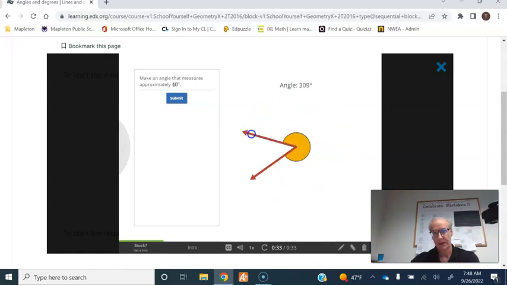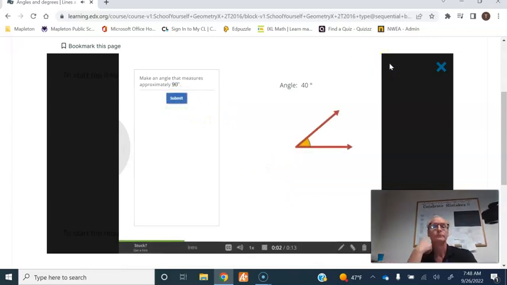So we're supposed to make it 40. So let's make it as close to 40 as I can. And, almost made it. There it is. Nicely done. So here's a 40-degree angle. Next, we'll have you make a few more angles.